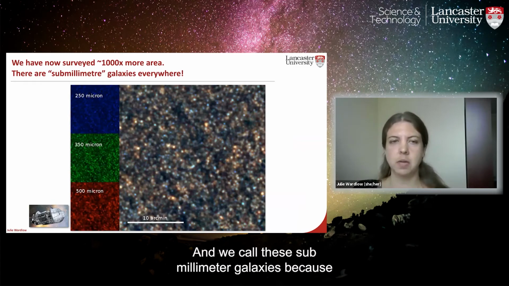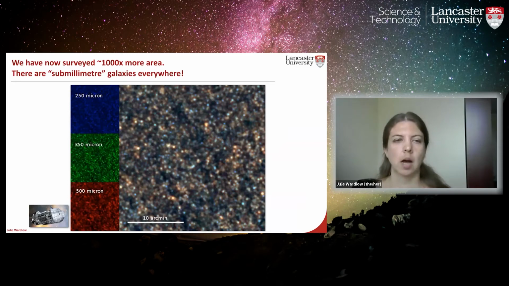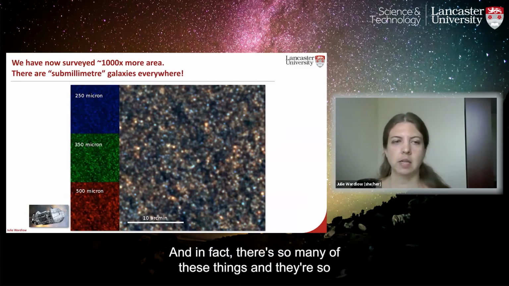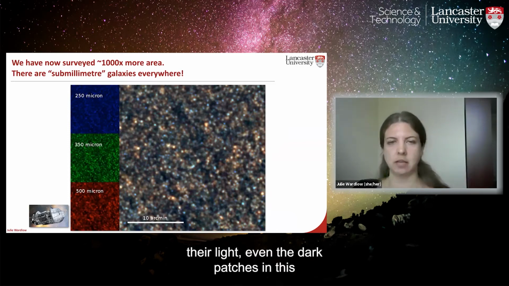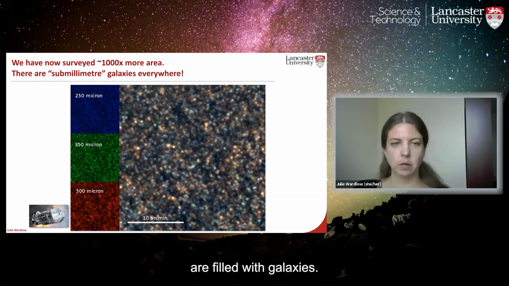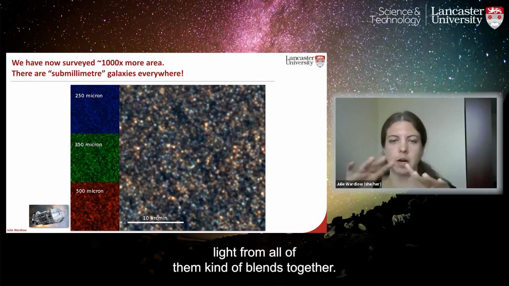And we call these submillimetre galaxies because they're detected at submillimetre wavelengths. And in fact, there are so many of these things, and they're so prolific and so bright, that by the time you add up all their light, even the dark patches in this are filled with galaxies. So there's not really any true background here, because all the light from all of them kind of blends together.